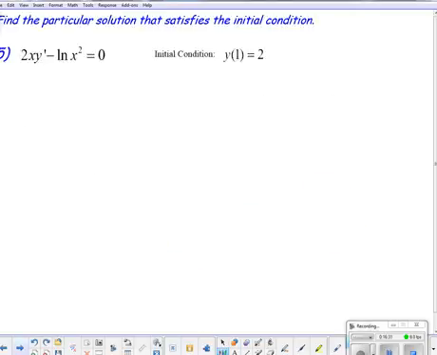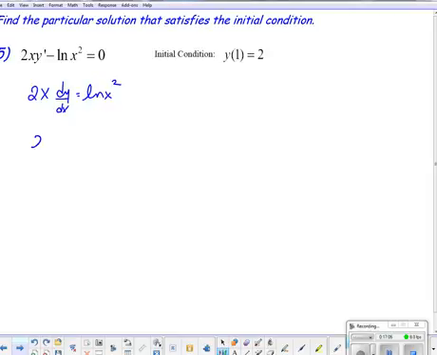All right. Finally, fifth one. Final one. Find the particular solution that satisfies the initial condition. And once again, we see a y prime sitting in there. So maybe we want to restate this as 2x dy/dx equals natural log x squared. Oh, I'm sorry, I added the natural log x squared over just kind of automatically. Works for us, doesn't it?